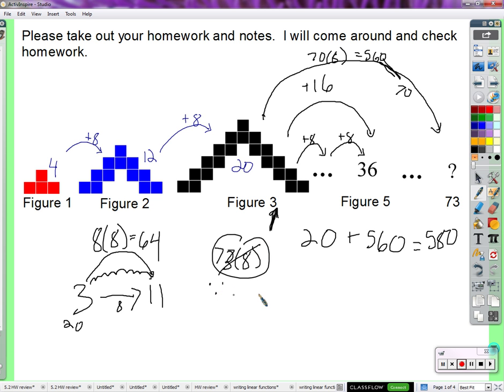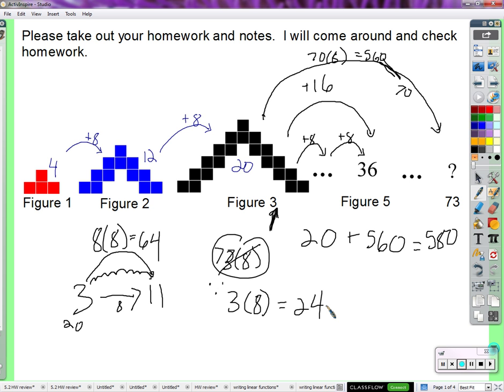That's not quite right, because if it was right, then I should be able to take 3 times 8 and get figure 3. If 73 times 8 gives me figure 73, it should work for all of them, but does it? 3 times 8, what is that? 24, and minus 1 means start out figure 4. Okay, but here's the thing.